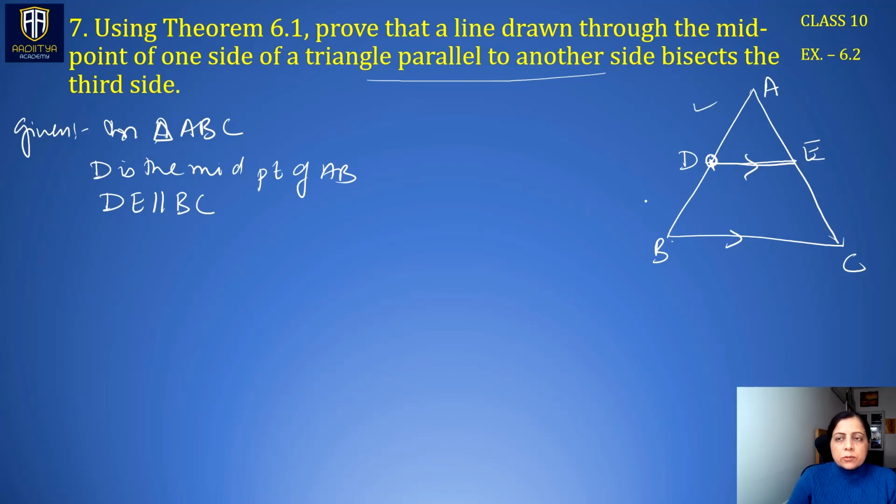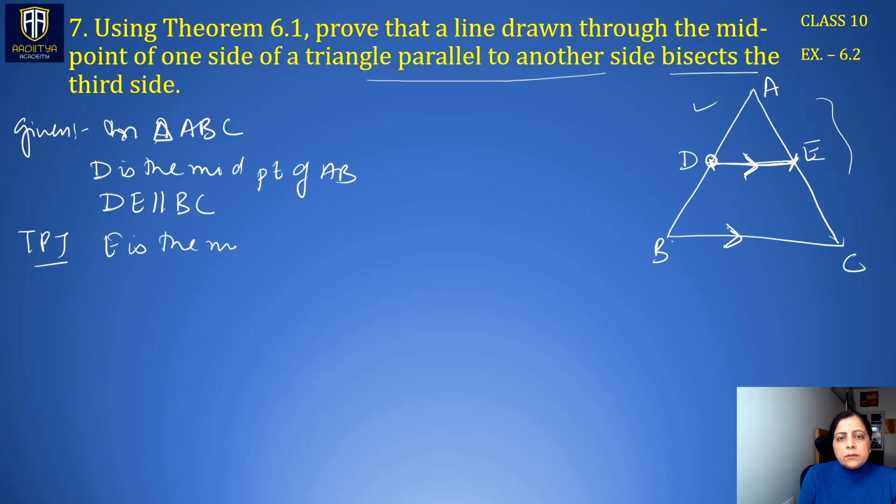One side we have used. Then it is drawn parallel to another side. Let us assume that it cannot be parallel to AC, so DE has to be parallel to BC. We have used two sides. Then it bisects the third side. We are left with only one side, AC. That means we have to prove that this line is meeting AC at point E, so E has to be the midpoint of AC.